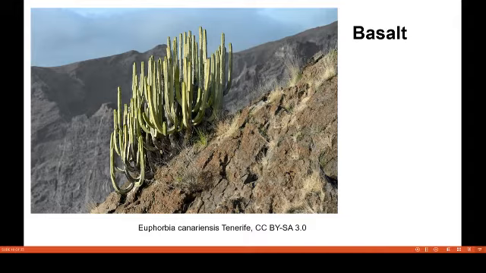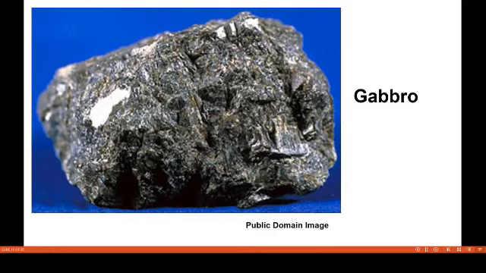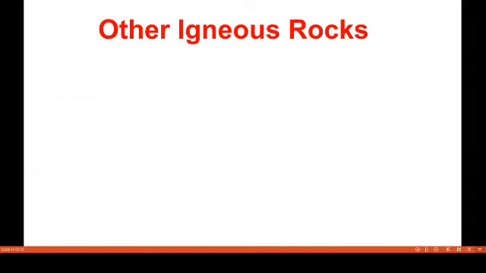Whereas in the intrusive igneous rock, solidification is very slow, and that results in large crystals. And in extrusive igneous rock, solidification is fast, and it results in very small crystals. Gabbro is another example of igneous rock. Let's look at other igneous rocks.